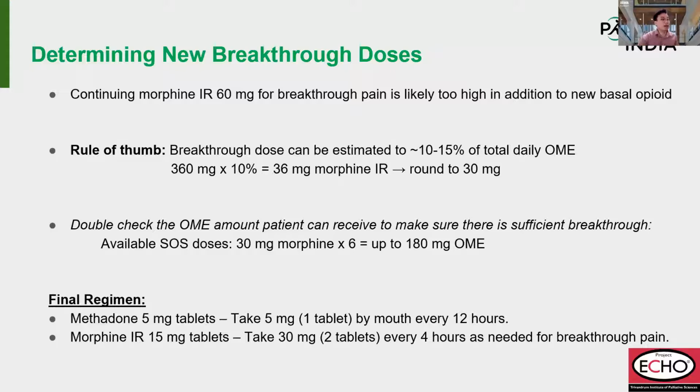So we are supplying the patient with enough, likely to kind of cover them until we can start increasing their methadone dose if needed. So with this case, the final regimen that I would consider is methadone 5 milligram tablets by mouth every 12 hours with SOS dosing of 30 milligrams every 4 hours as needed for breakthrough pain. So then we can monitor in 5 to 7 days and see how much SOS dosing they're still needing.